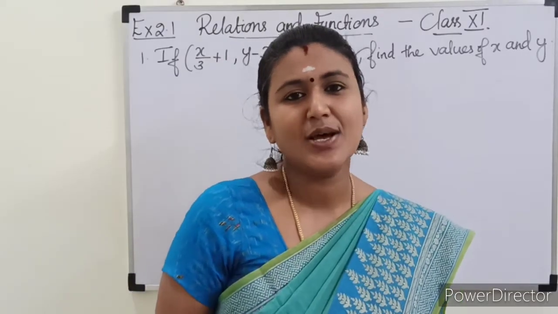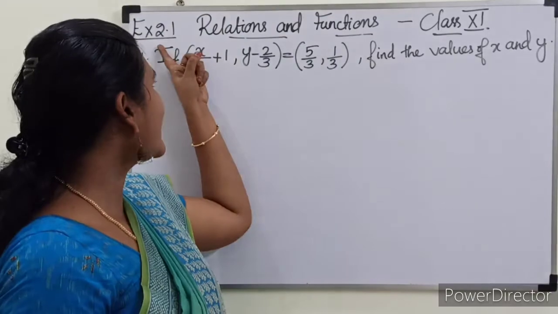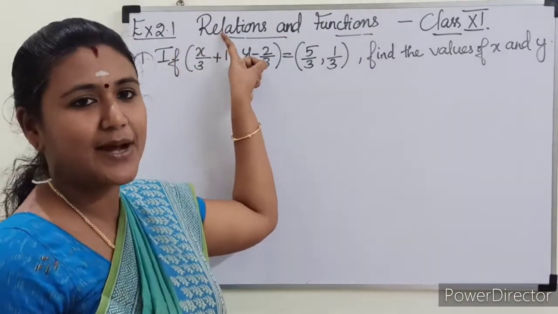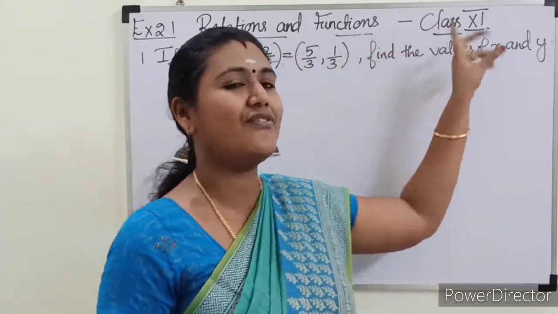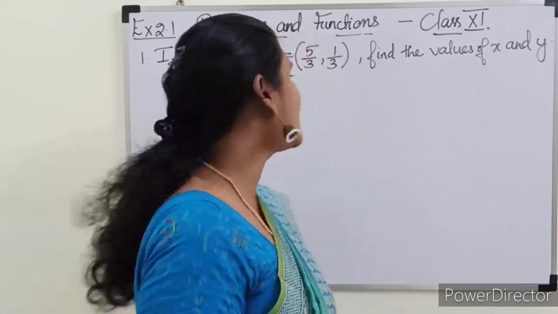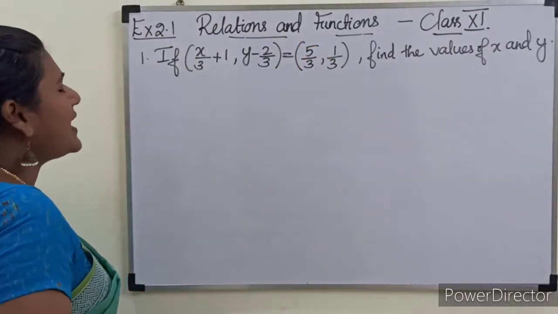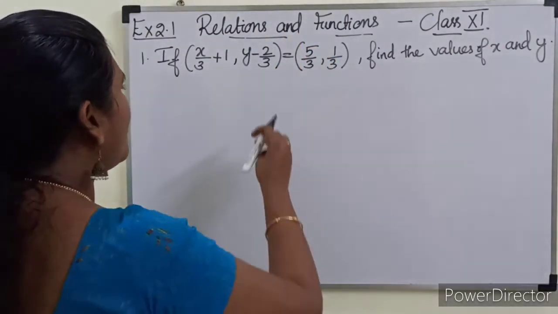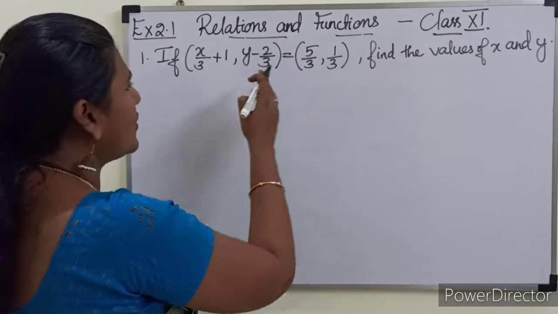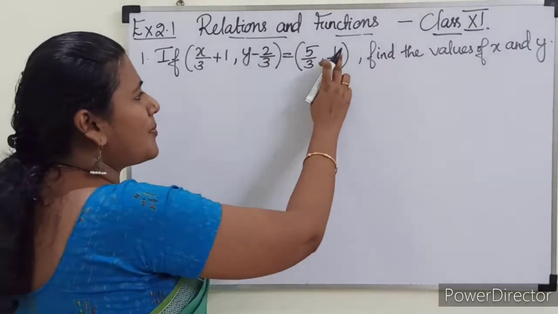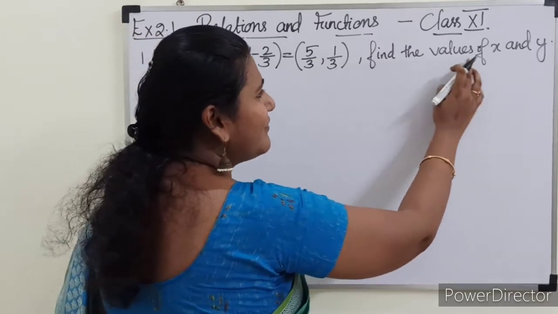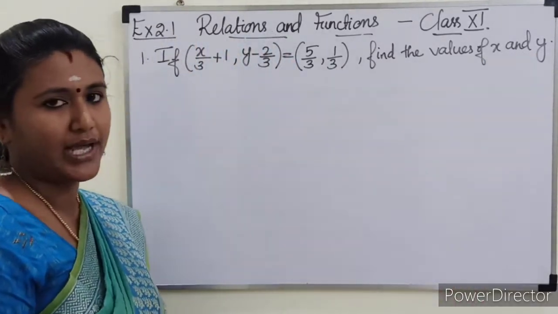Welcome to my class. Today we will see exercise 2.1 of chapter Relations and Functions of class 11. First question: if (x/3 + 1, y - 2/3) = (5/3, 1/3), find the values of x and y.